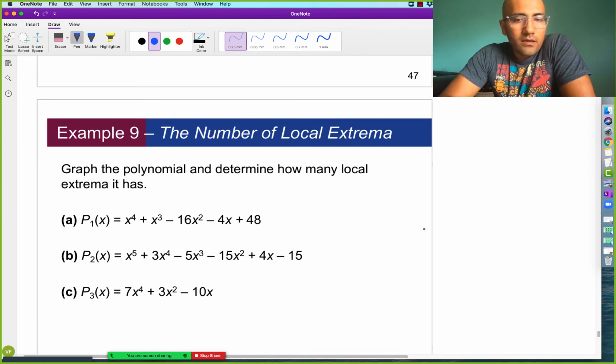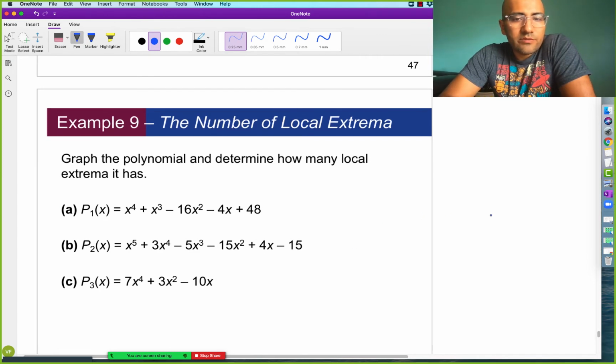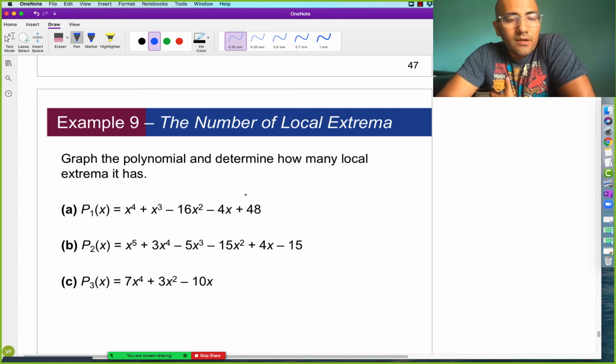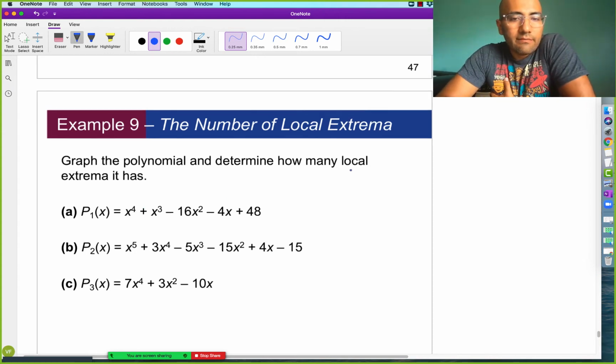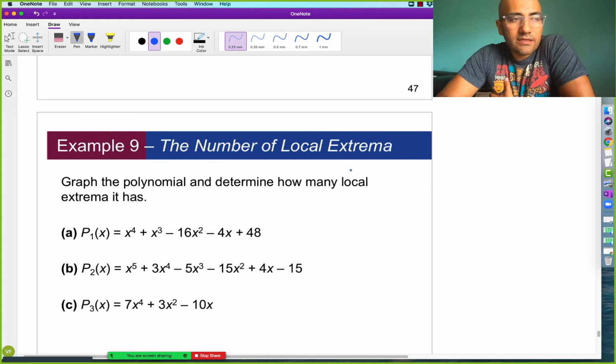Okay, graph these polynomials and determine how many extrema are in them. Okay, so don't panic. They're not asking us to hand graph all of these things. They're just saying if we graph them, confirm that it satisfies the theorem for local maximum, local extrema.